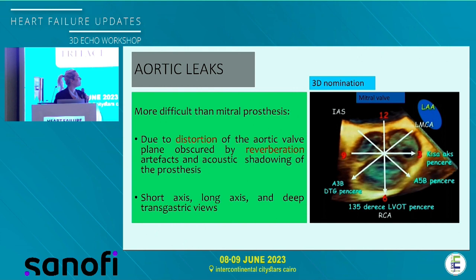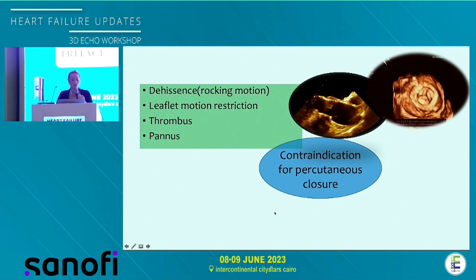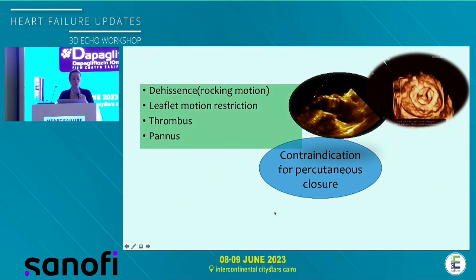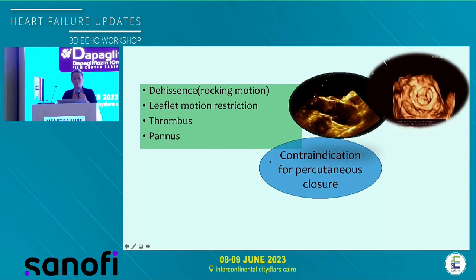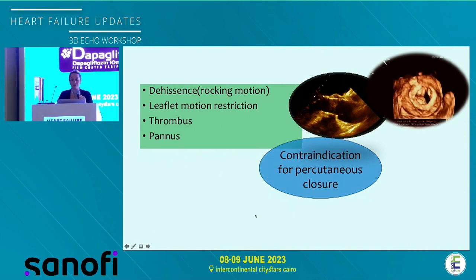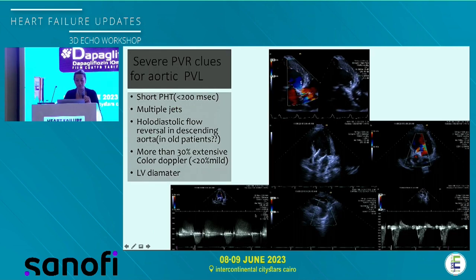And about the aortic leaks, it is more difficult actually than the mitral prosthesis due to distortion of the aortic valve plane obscured by reverberation artifacts and acoustic shadowing of the prosthesis. And we can use short axis, long axis, and deep transgastric views. And of course, dehiscence again, rocking motion, leaflet motion restriction, as you can see on the right-hand side, and the thrombus and the pannus, those are contraindications for percutaneous closure for aortic valve.